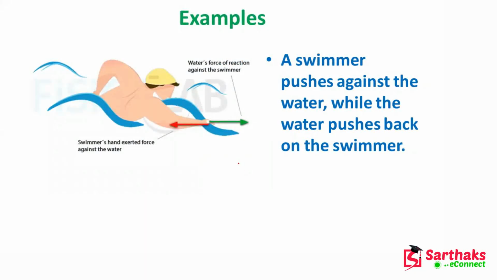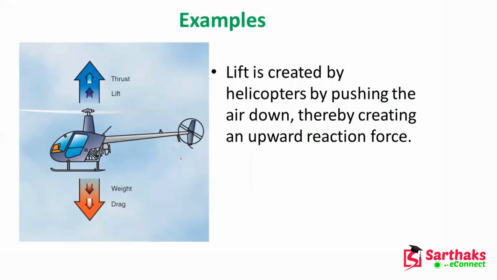Now, suppose one swimmer is here. The same thing will happen. A swimmer pushes against the water. Whenever he is using his hand, he is exerting some force against the water, and the water's force of reaction against the swimmer is also acting here. That's why a swimmer pushes against the water, while the water pushes back on the swimmer, and the swimmer may move forward.